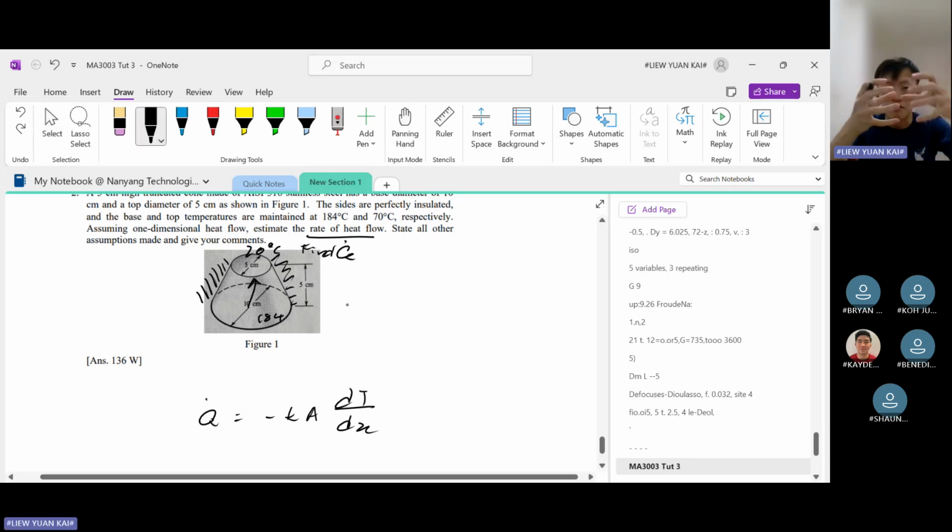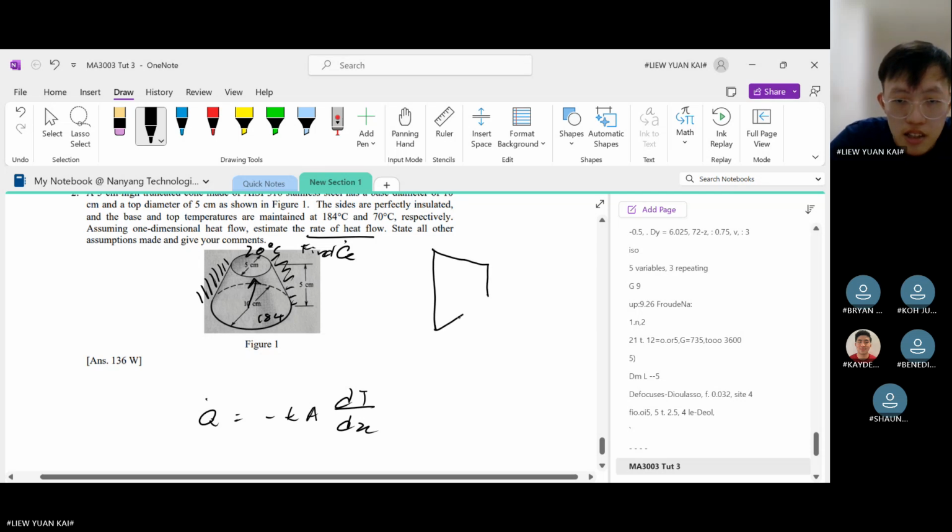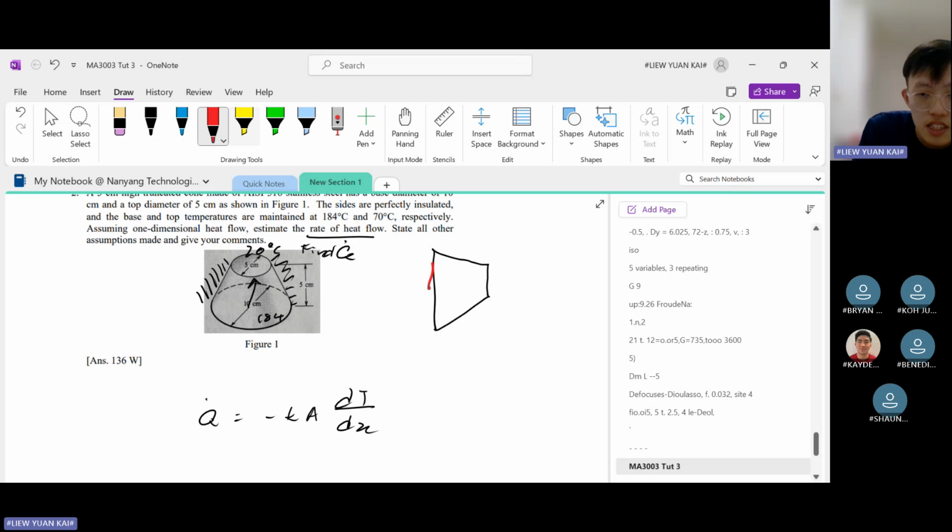Okay, I'm going to invert the cone on its side, so it will look like this. Okay, now I'm going to assign a coordinate. The coordinate will look like this. So this is X, and this is my temperature. Okay, actually, let me make this Y first, the Y coordinate.